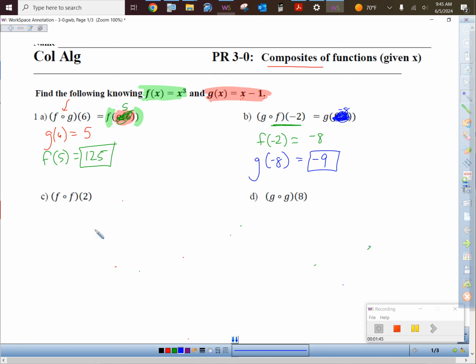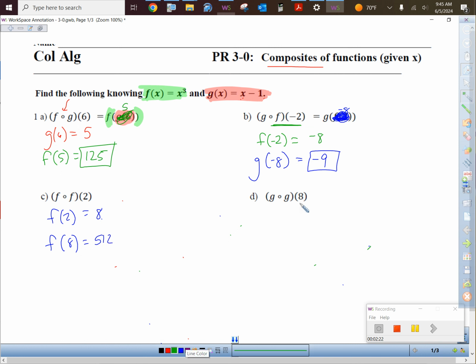And then what we probably haven't done before is composites of itself. See how they want to do f of f of 2, using the same function twice. So it's cool. The first thing I'll do is find f of 2. I put 2 in there, and f of 2 is 8. And then I've got to find this again, right? So I put 8 back into itself, into the f function. So I find f of 8, and 8 cubed is 512 in that case. So what a wacky thing.